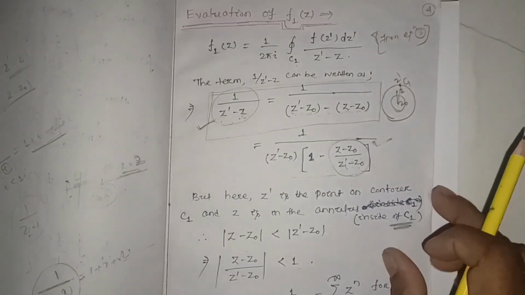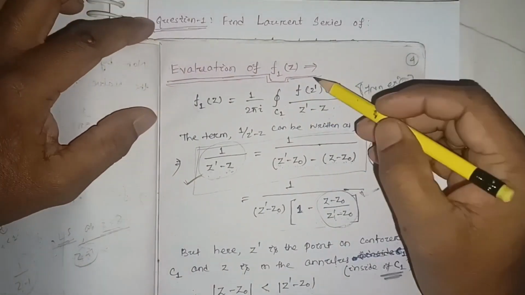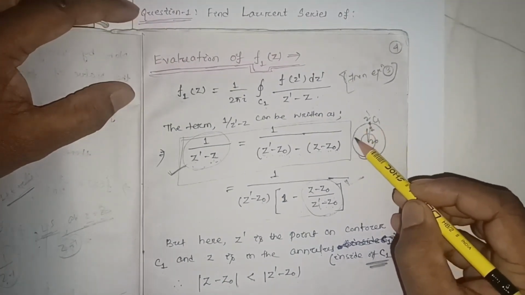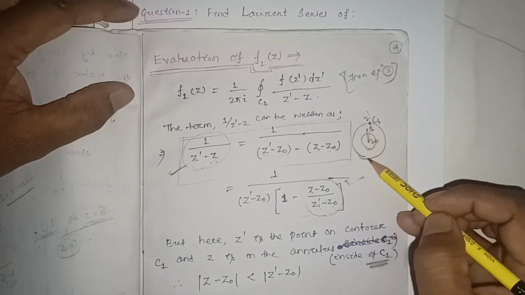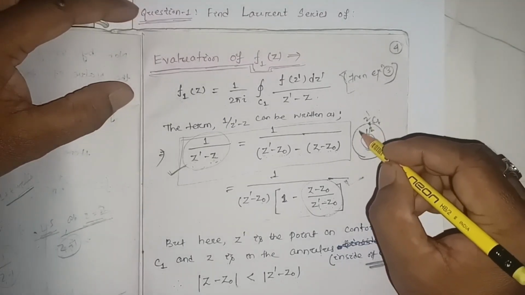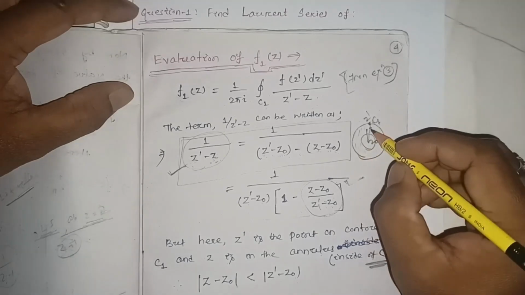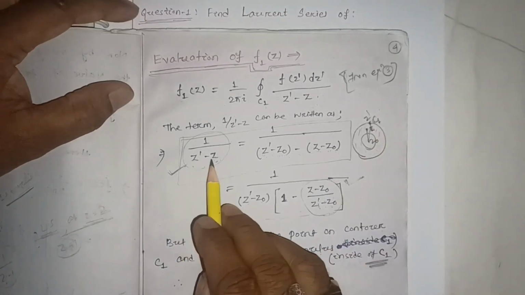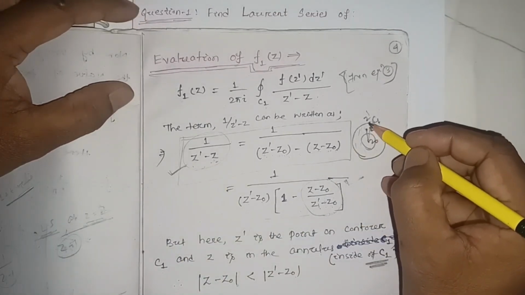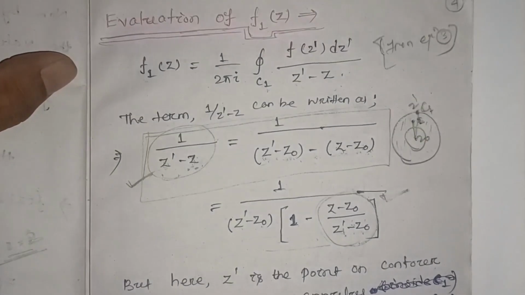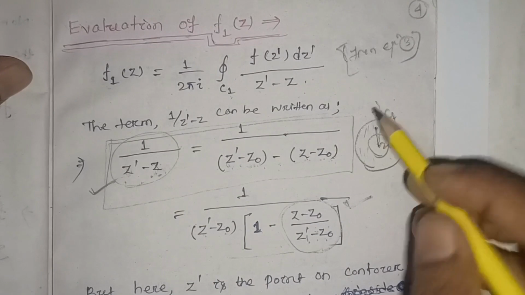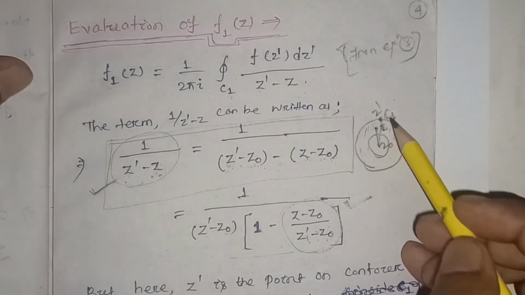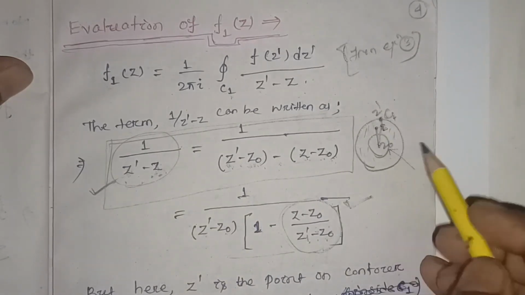For the f1(z) case, z' is on the circumference of C1, and on C1 f(z) is analytic, and in this annular region f(z) is also analytic. We consider any point in this region, suppose z. Here z' minus z is there. Suppose you consider this distance, I'm going to zoom in, it will be better. So z' minus z means this distance, and this distance is written as z' minus z0, where z0 is your singular point.